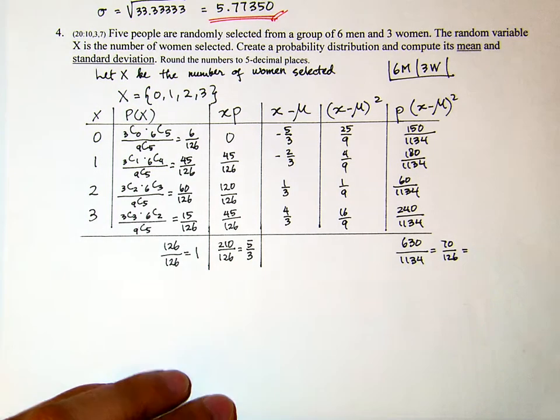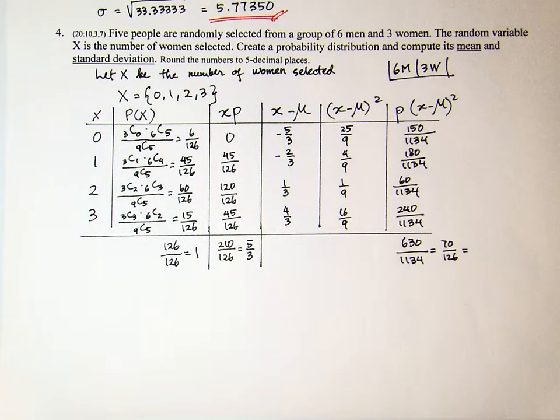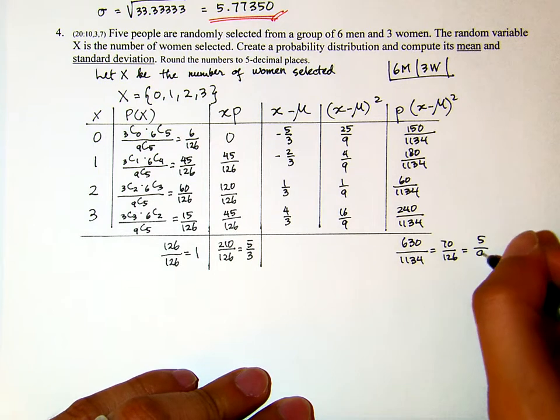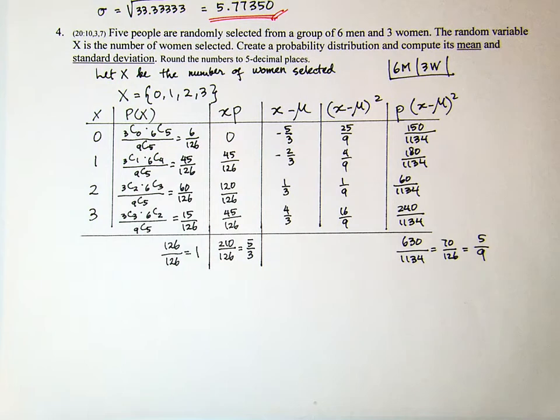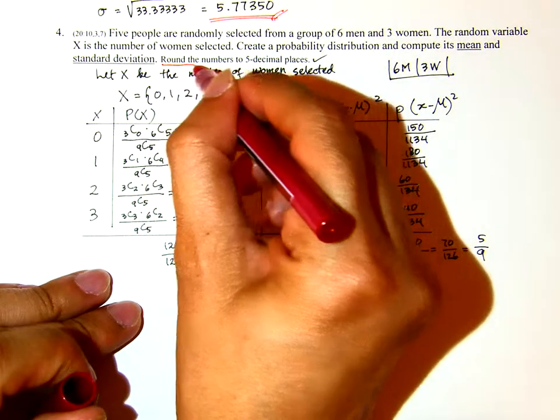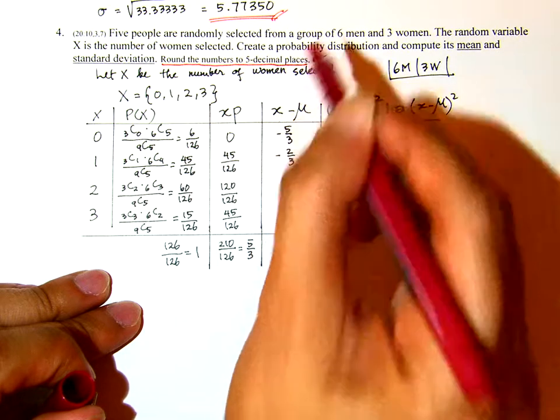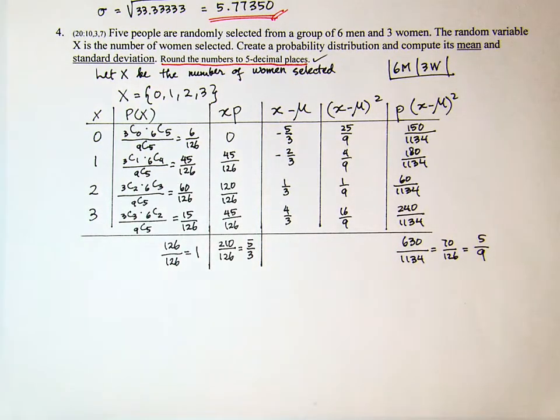I think I can reduce even further. I think I can reduce by 14 here. Yeah, if I reduce by 14, this is 5 and this is 9. Okay, now this way I keep the accuracy. I don't do any rounding here. If you want to make it decimal, that's okay, do it in decimal, but don't do too much rounding. Okay, round to 5 decimal places. That's why I say it here. Let me use red color. Okay, now then let's go back.